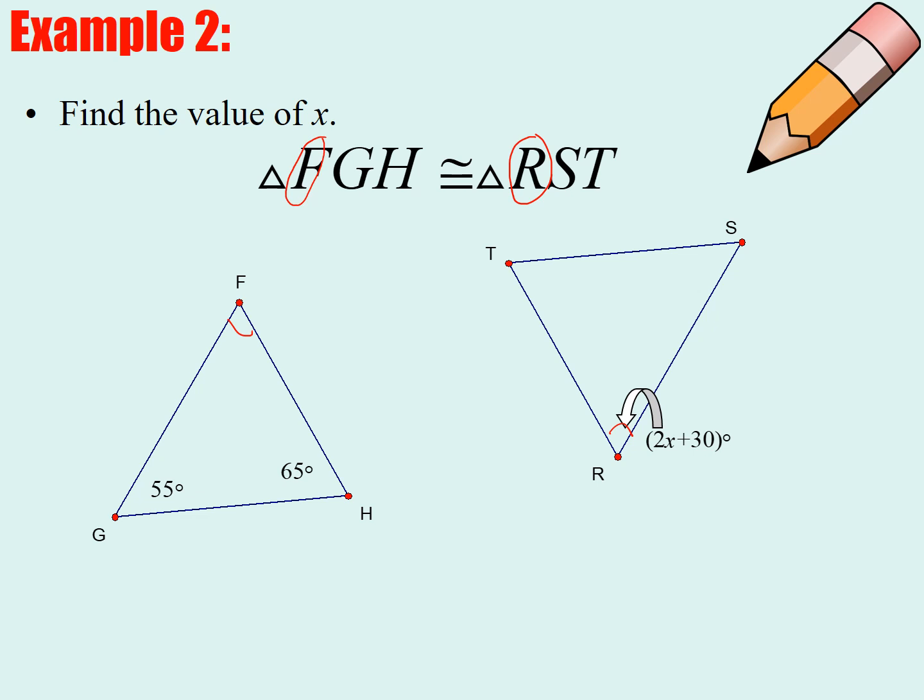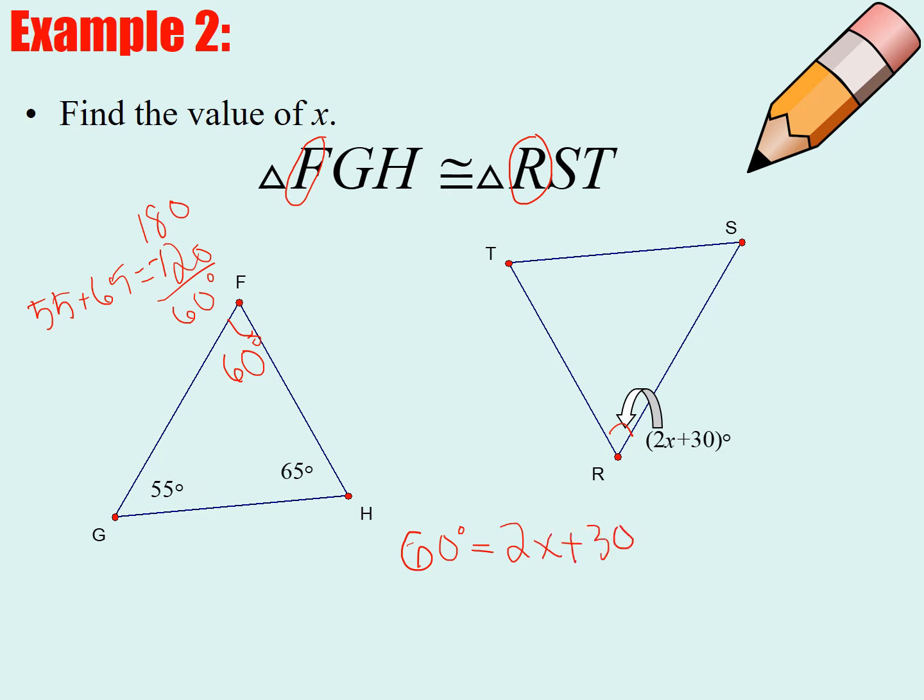So we could easily find angle F because 155 plus 65 is equal to 120, and 180 minus 120 is 60 degrees. So knowing that information, angle F is 60 degrees. And since we know that angle F is congruent to angle R, now we can set up an equation. We can set the equation up as 60 degrees is equal to 2x plus 30.